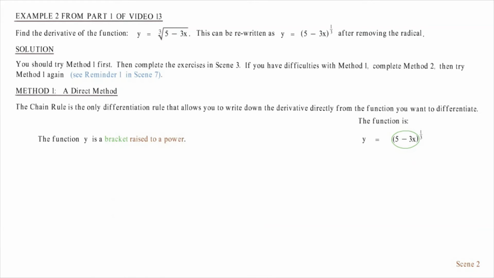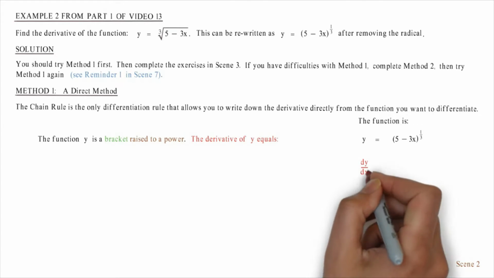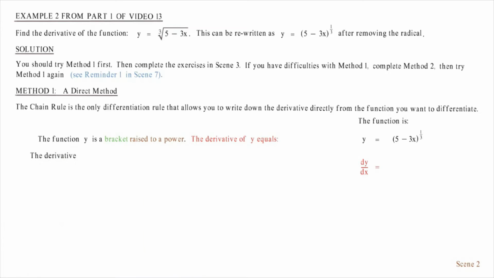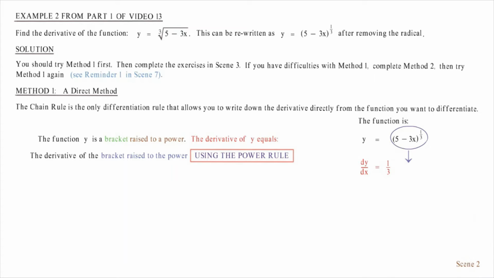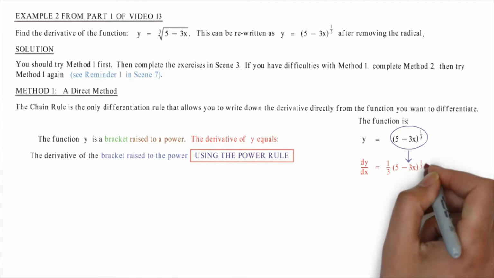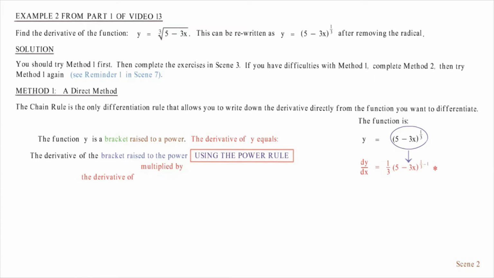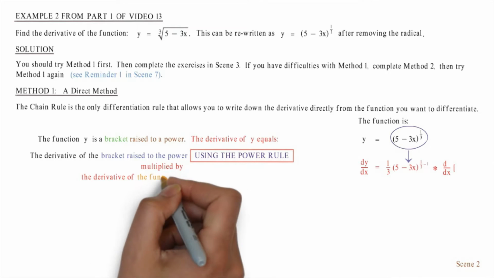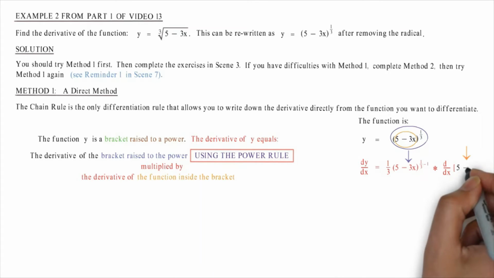raised to a power. The derivative of y, dy by dx, equals the derivative of the bracket raised to the power, using the power rule, which is 1/3 of (5 minus 3x) to the 1/3 minus 1, multiplied by the derivative d by dx of the function inside the bracket, which is 5 minus 3x. So substitute 5 minus 3x.